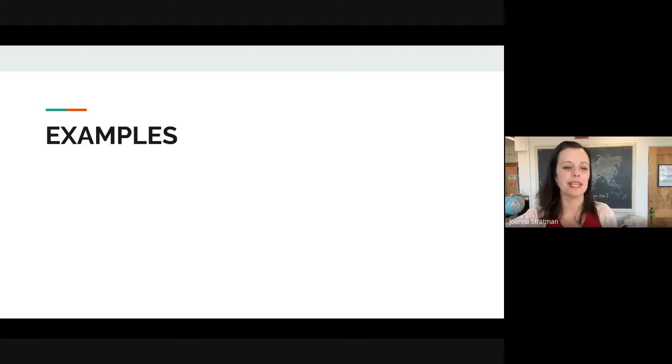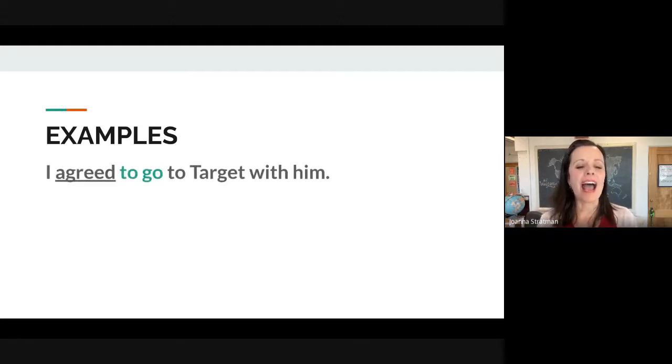Let's look at some examples. I agreed to go to Target with him. The verb agreed is an example of a verb that usually only has an infinitive after it. For example, I would not use the gerund form of to go, which is going. I agreed going to Target with him is not common. It's more common to say, I agreed to go to Target with him.